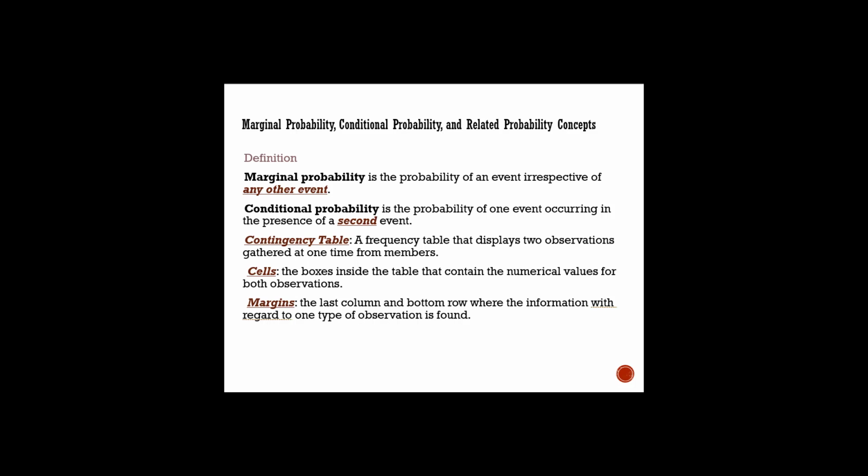Cells are the boxes inside this contingency table. These cells contain the numerical values for both observations, and then the margins are the last column and the bottom row with the information in it. This is where we only find information about one type of observation. That's why it goes back to marginal probability. And I'll show you what we mean.